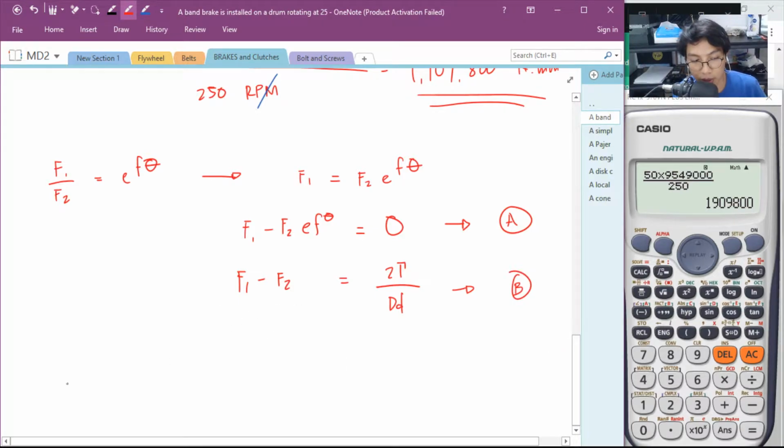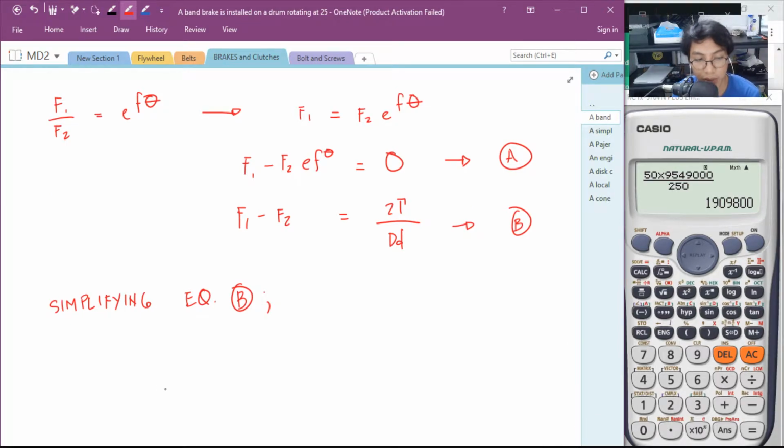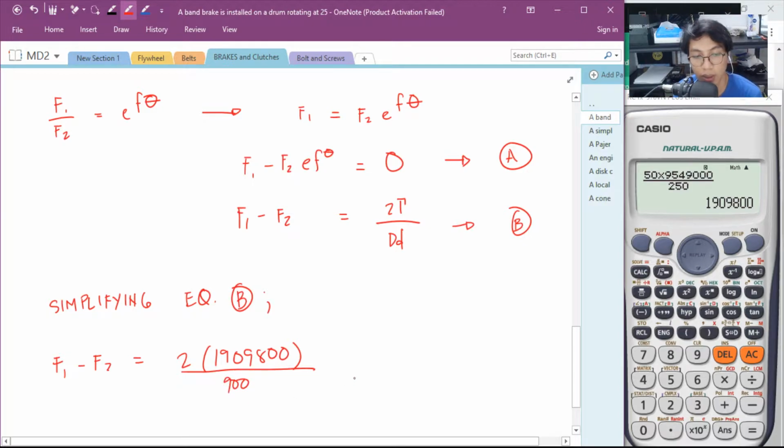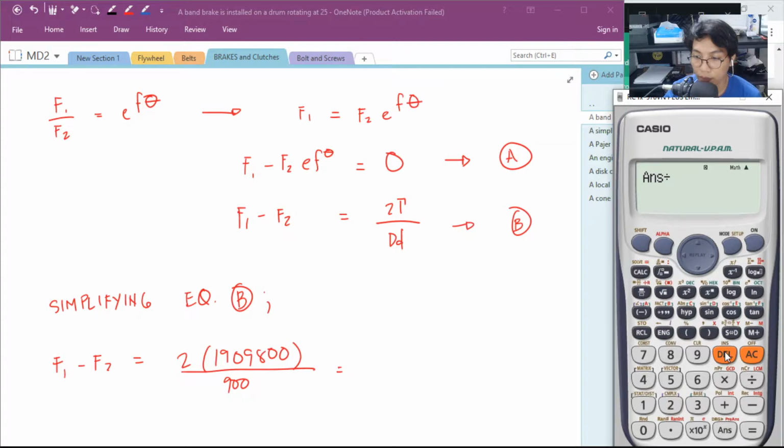Ngayon, we can simplify this. Now, simplify muna natin si B. Simplifying equation B. So, F1 minus F2 equal to 2 ng torque, 1,909,800 over diameter of the drum, 900. So, Newton millimeter dito, millimeter, Newton na lang ang lalabas dyan. So, simplify natin. Divided by 900 times 2.